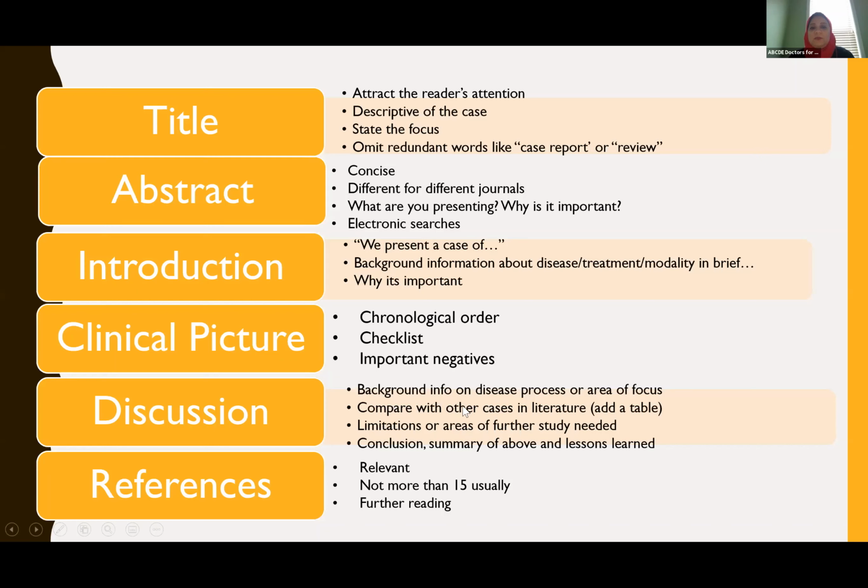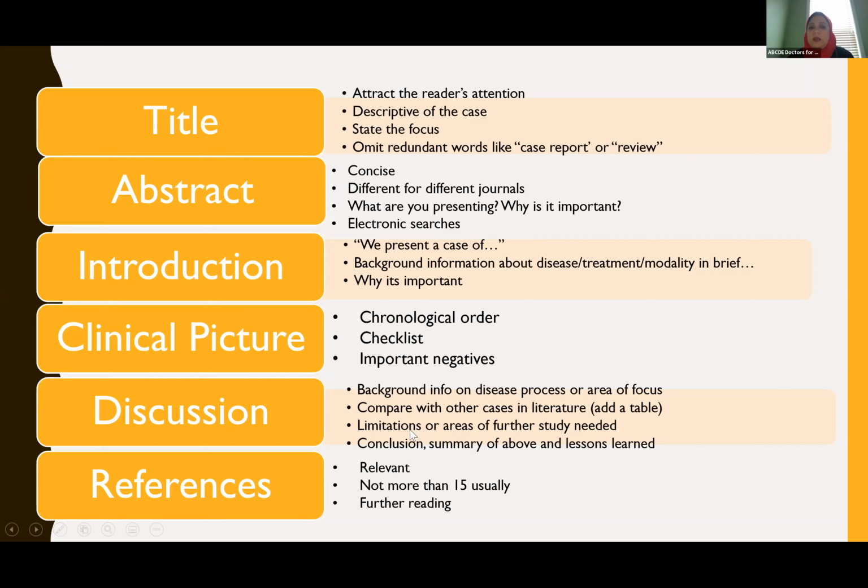So usually you could put some background information on the disease itself or the area of focus, and compare it with other cases. If there's maybe 10 other cases, it's really easy to make a table. And that's really nice for people when they come to look through it. Okay, there's a table, I'll just go look at the table and see if the case that I'm seeing in my clinic is similar to any one of these other ones.